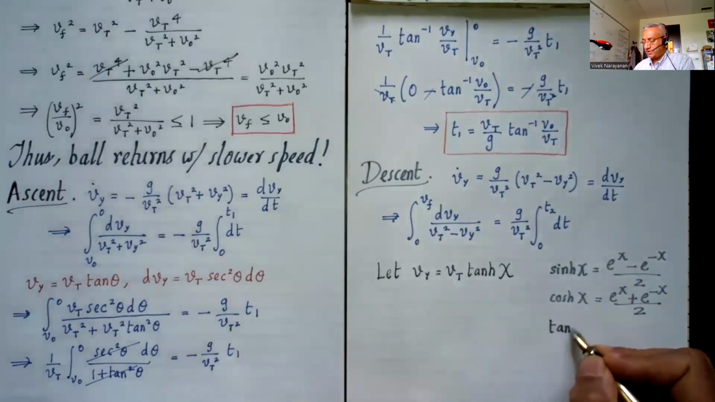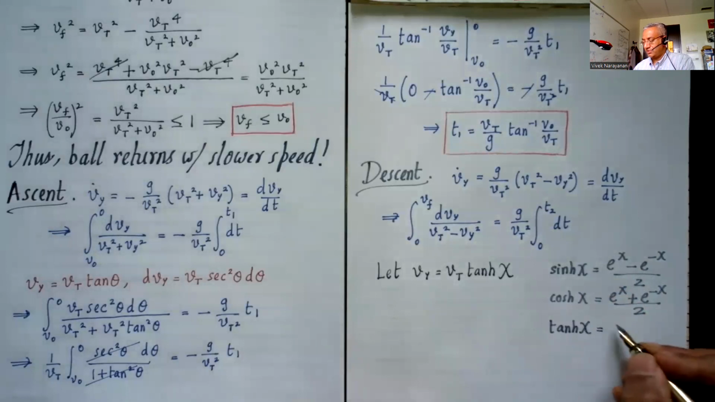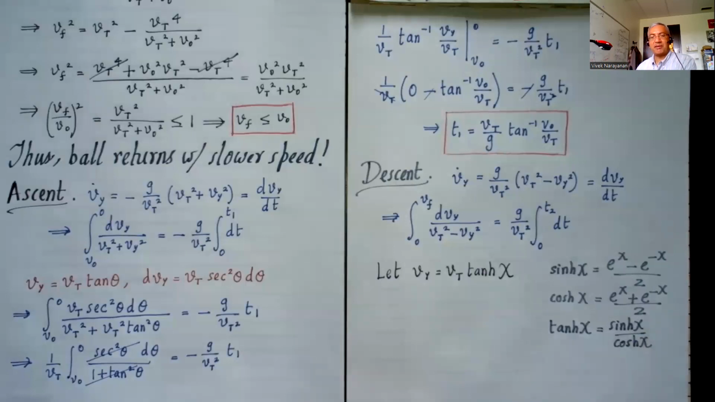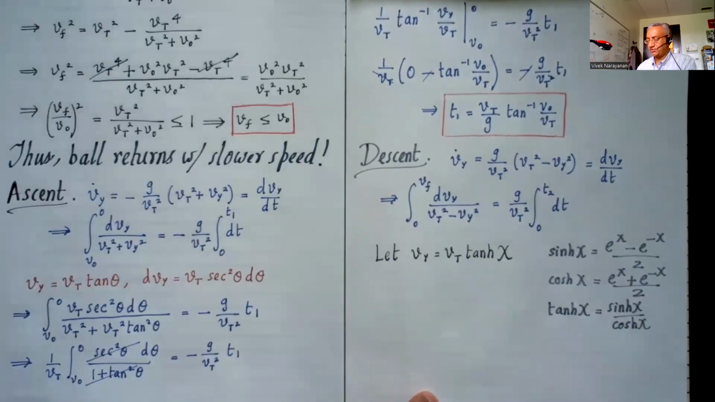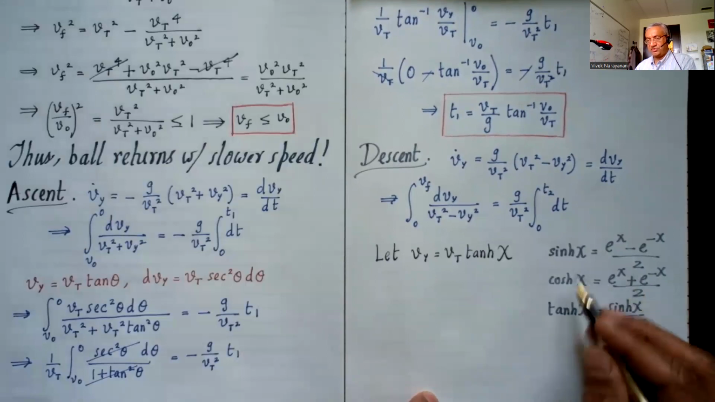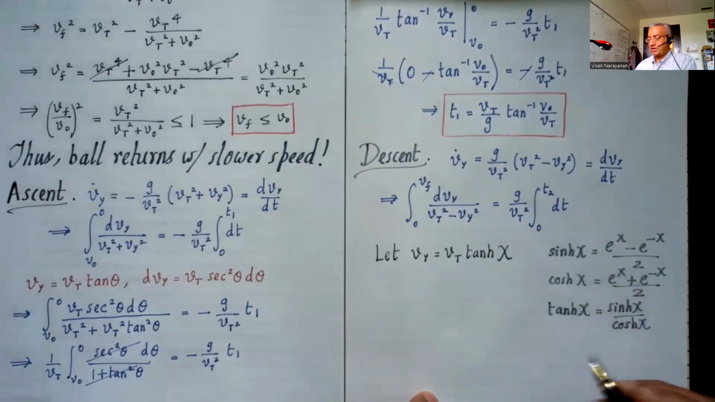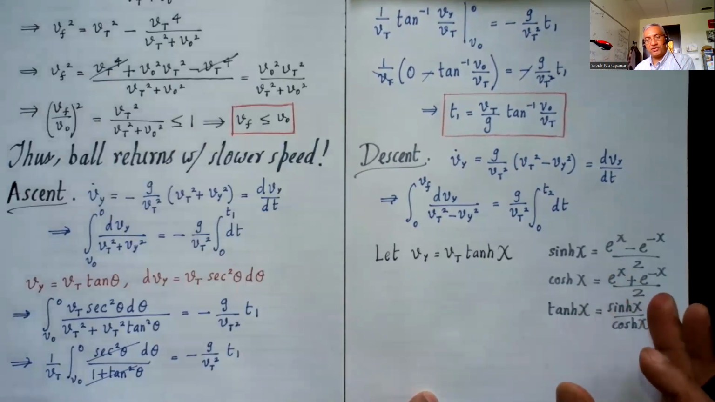Tan hyperbolic is just sine hyperbolic over cosh hyperbolic. So you see that there's a lot of similarity between hyperbolic and trigonometric functions. Now, because of the way these formulas work, you can actually get an analog for any trigonometric formula you know.